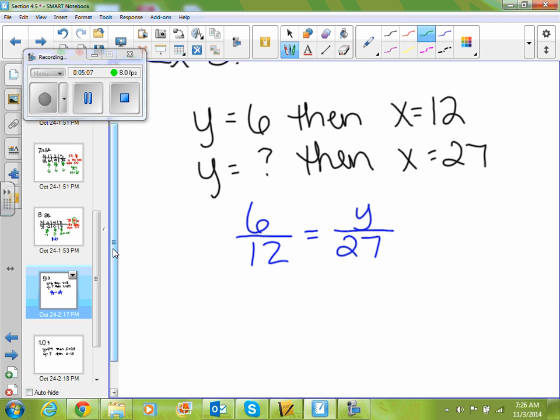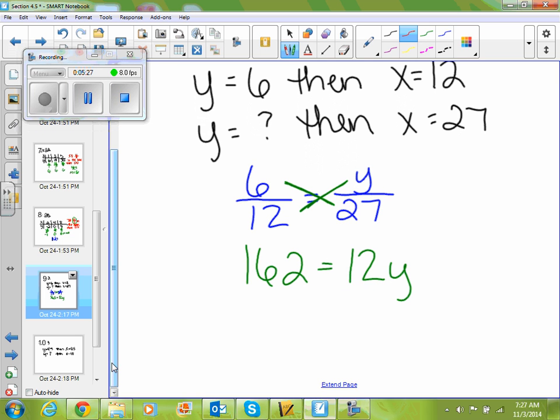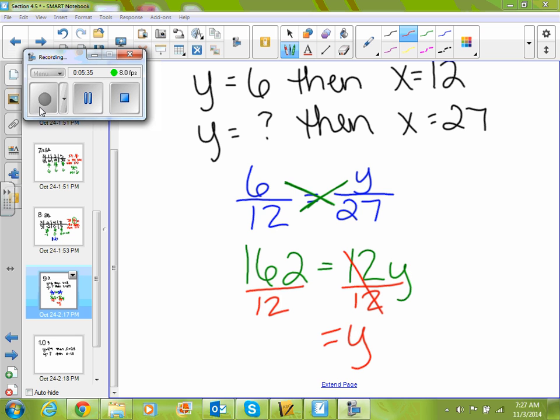In order to solve a proportion, we need to cross multiply. So 6 times 27 is 162. And I know that 12 times y gives me 12y. The last step that I need to figure out in solving this for y is I need to divide both sides by 12. So I end up with y equals 13.5. So y equals 13.5.